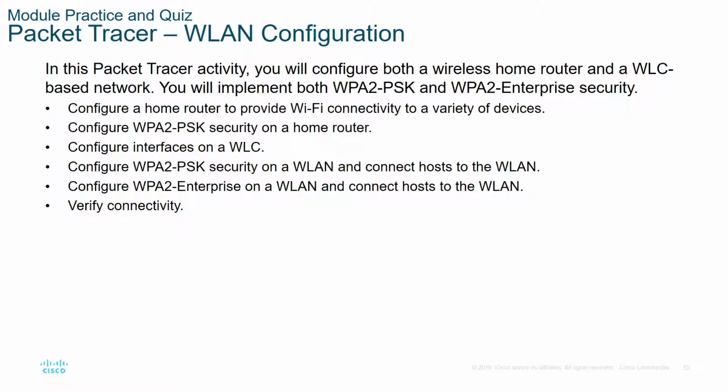We also have a Packet Tracer exercise for WLAN configuration. In that exercise, you get to configure both a wireless home router and a wireless LAN controller based network. You will implement both WPA2 pre-shared key and WPA2 enterprise security. Configure a home router to provide Wi-Fi connectivity to a variety of devices. Configure WPA2 PSK security for the home router. Configure interfaces on the wireless LAN controller. Configure WPA2 pre-shared key security on a WLAN and connect hosts to the WLAN. Configure WPA2 enterprise on a WLAN, connect hosts to the WLAN, and then verify connectivity.